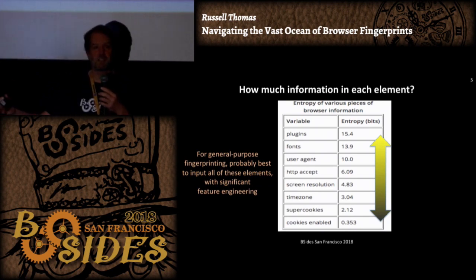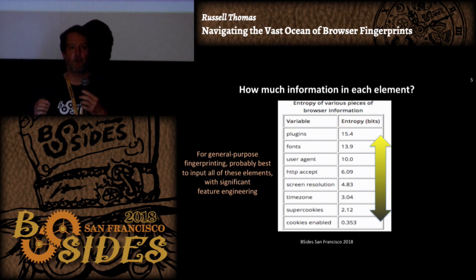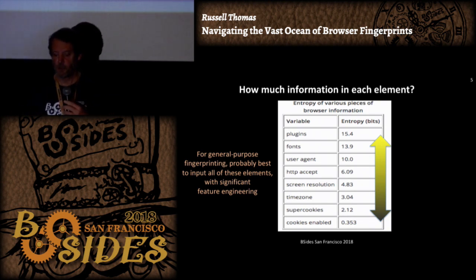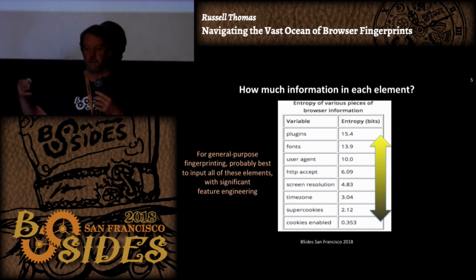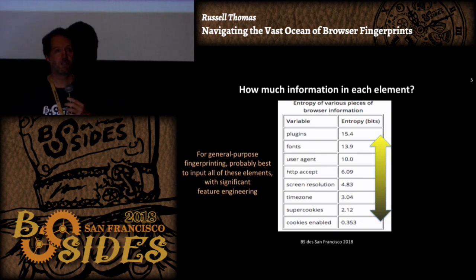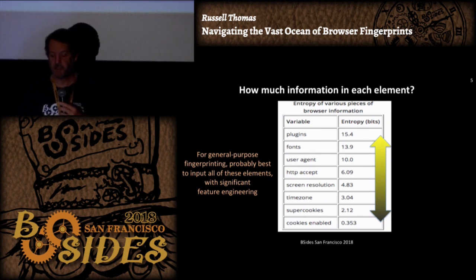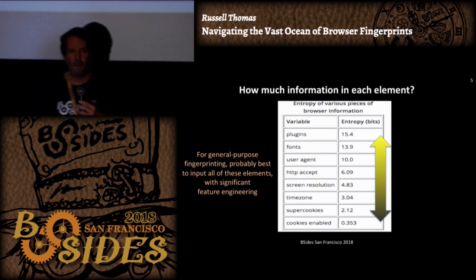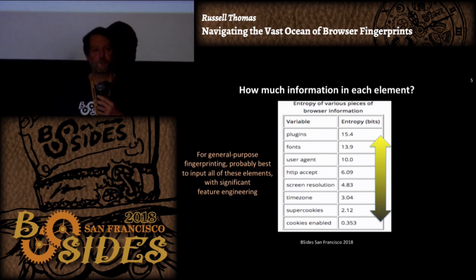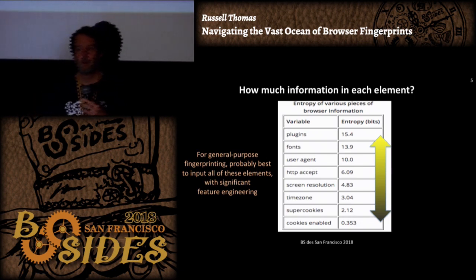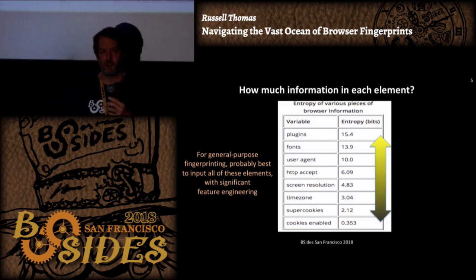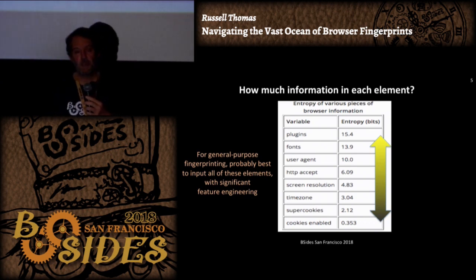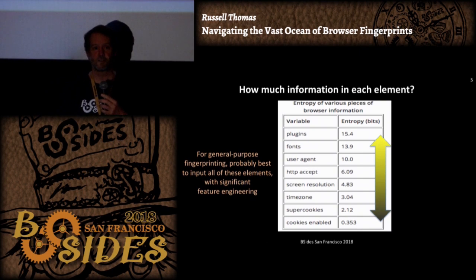Okay, so the higher number of bits of entropy, the more information you get about a particular value. So plugins and fonts here on this list provide the most information. Whether cookies are enabled or not provides the least information. In general, browser fingerprinting combines information across all of these. So the challenge of fingerprinting, if you're going to do anything with it, is how do we combine all these different signals into a common signal we can do something with?